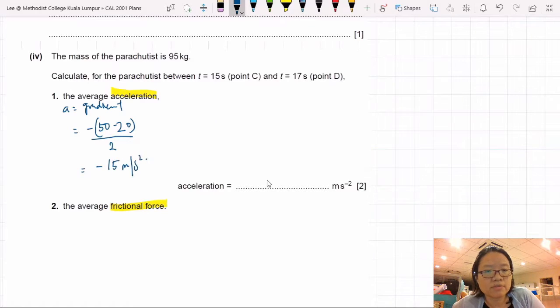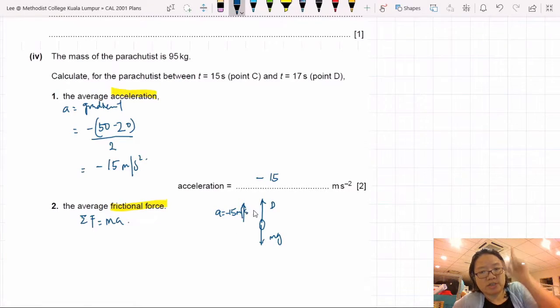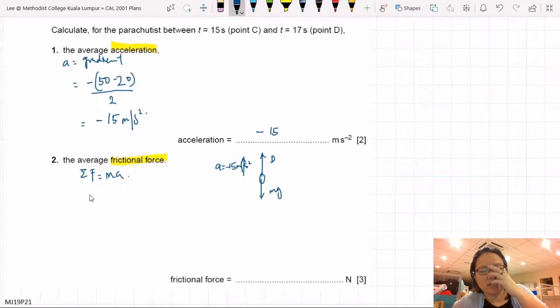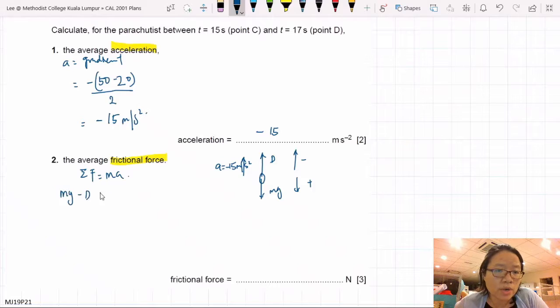I'll get negative 15 meter per second square. To find average frictional force, I'll use F equals ma. Let's consider the forces. We have drag pointing up, we have mg pointing down, and the acceleration is negative, upwards. Upwards is negative in this question. Slowing down, upward is negative, downward is positive. So you just take mg minus D equals ma.